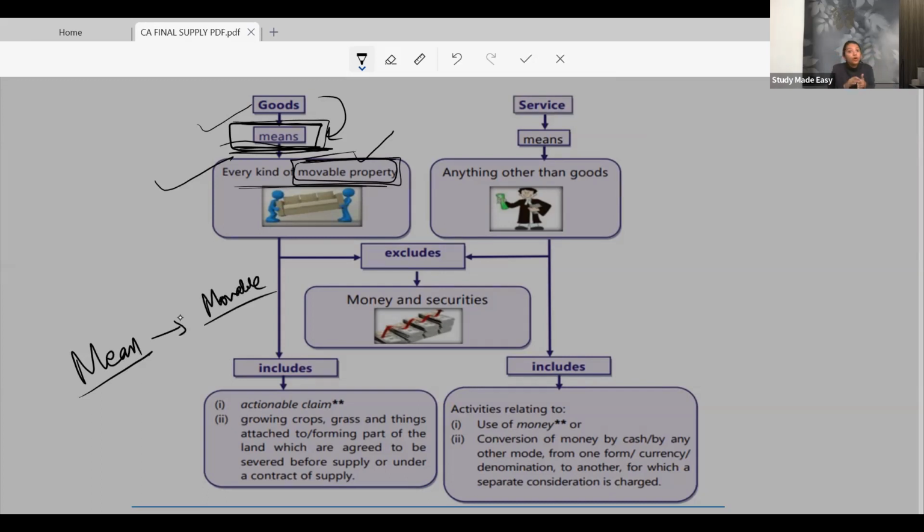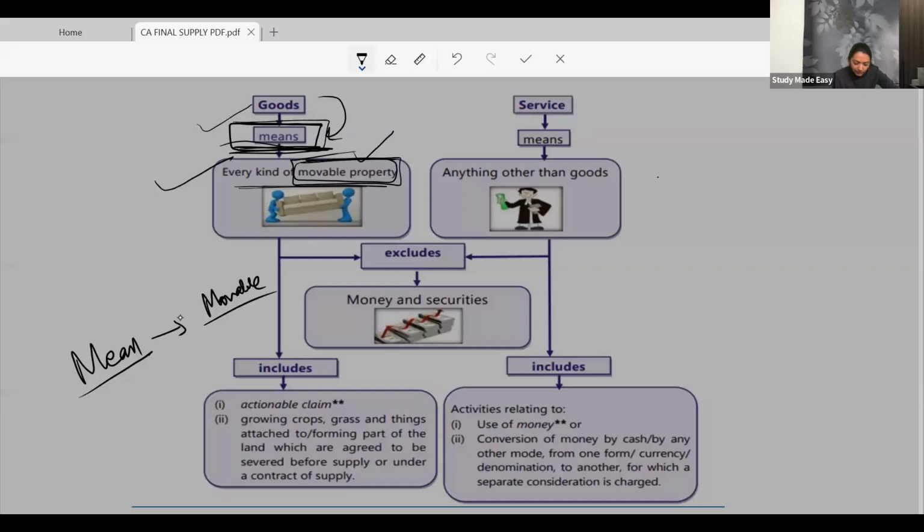Then, ma'am, what about the immovable property? So I think immovable property should be service. If something is not goods, it should be service, right? Did you understand this much? If something is not goods, that means it should be service. So let us check: is immovable property included in the definition of service? Let us see once.